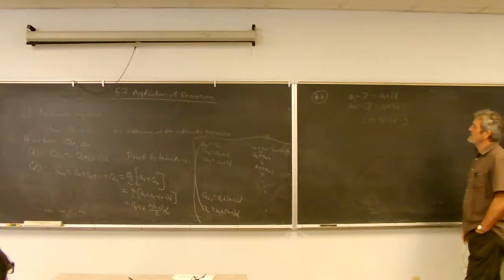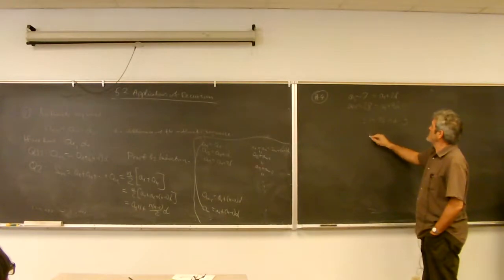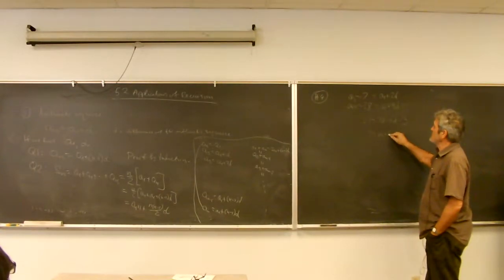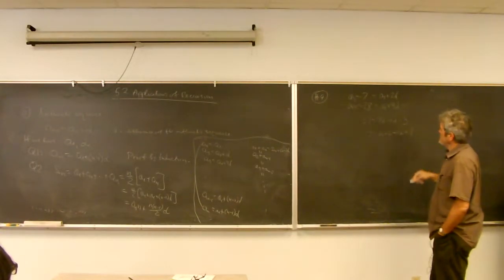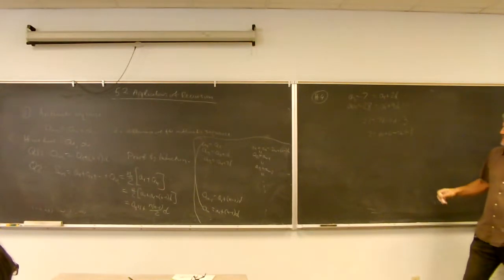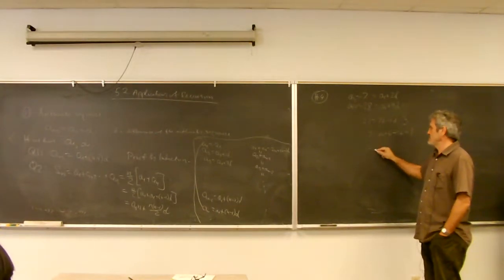And then once I have d, then I say what? 7 equals a1 plus 6. So a1 is 1. So here is our system. a1 is 1, and d is 3. And that's it.